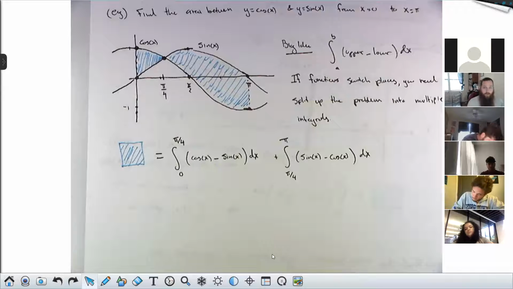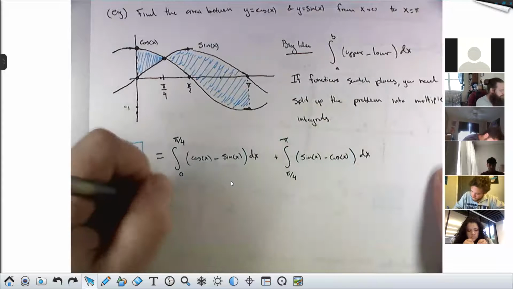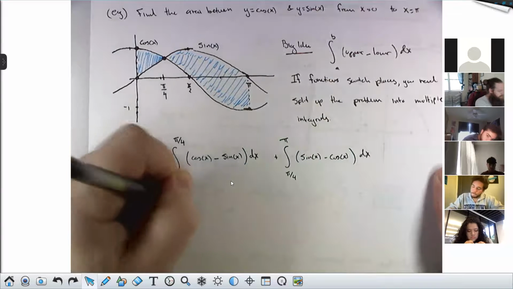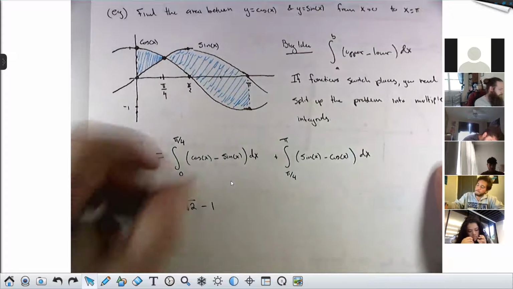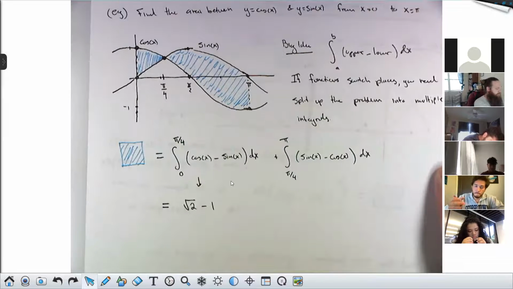And although we may want to try and combine those integrals or something, we can't. We can't because they have different bounds. You got to handle each one on its own. Thankfully, the first one we've already done. I know that this is the square root of 2 minus 1. We just did that.